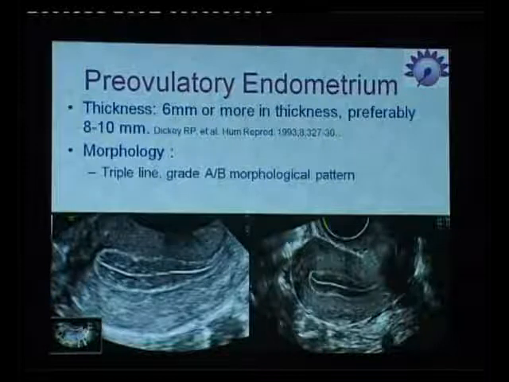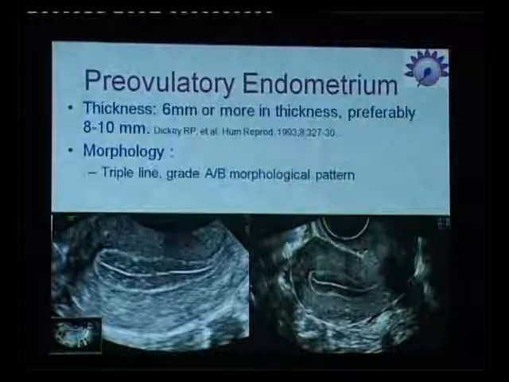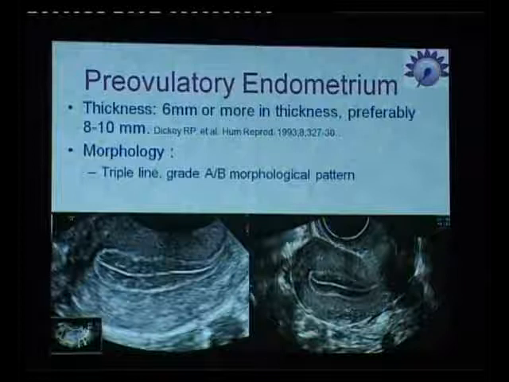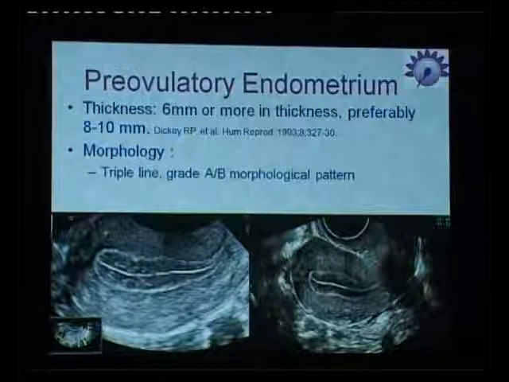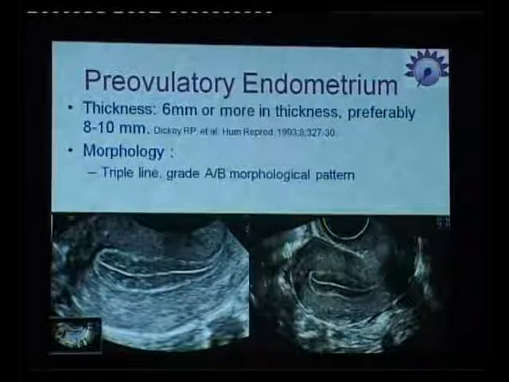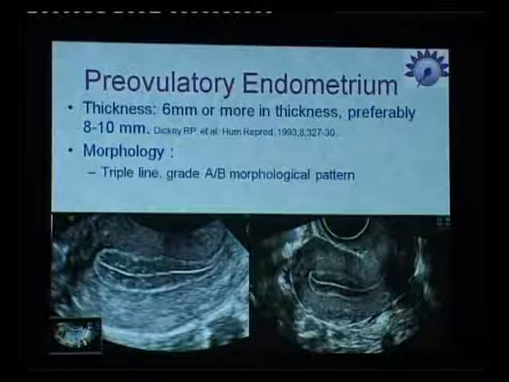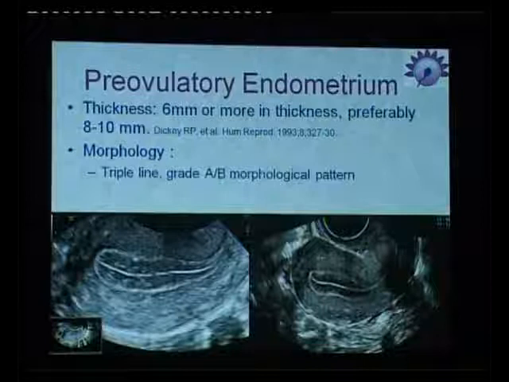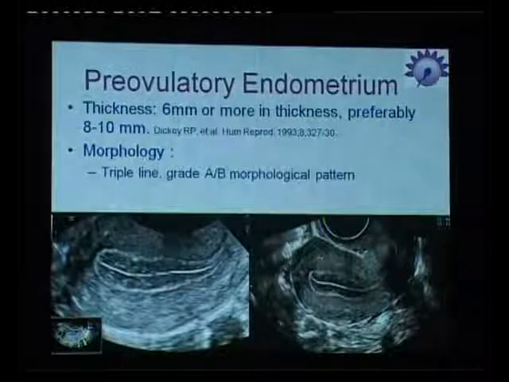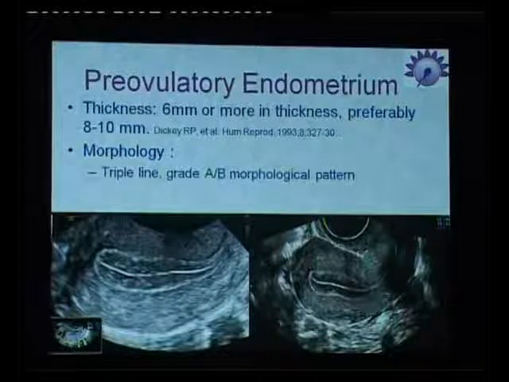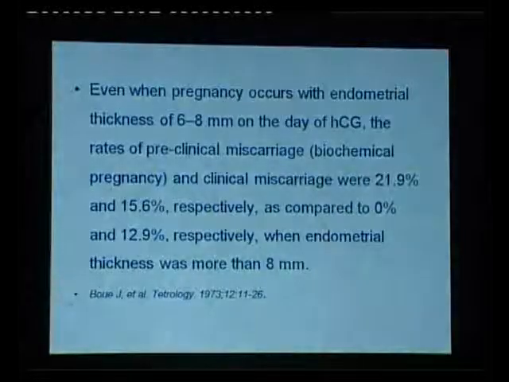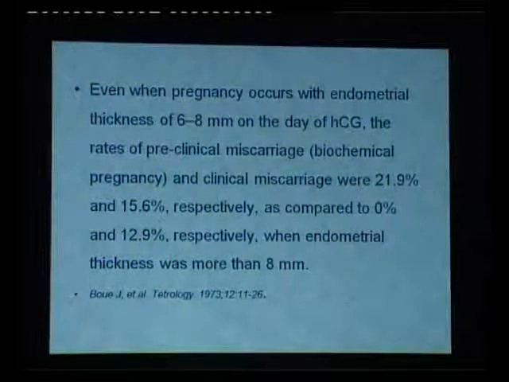Coming to the pre-ovulatory phase, of course, the thickness minimum 6 mm, preferably 8 to 10 mm, as has been already mentioned in the morning. Morphology is important, not only the thickness, and it must not only be a triple line or a multilayered or a trilaminar endometrium, but it should be grade A or B morphological pattern. And what do I mean by that? We are just going to that in a while. Before that, let us finish up with the thickness.